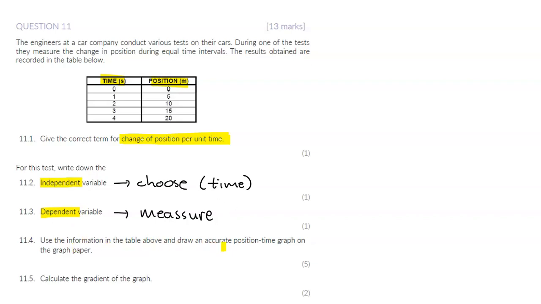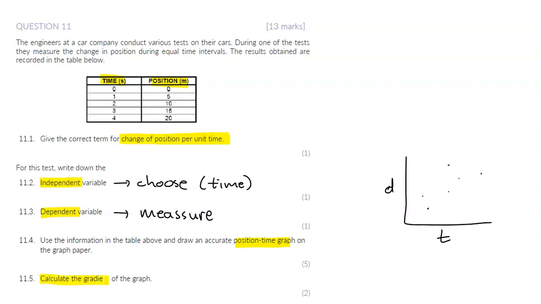Use the information in the table above to draw an accurate position time graph on graph paper. So they just ask you to draw it. We're going to have time there. This will be your independent variable. And this will be your position. Let's make it D, or you can make it X. And you're just going to plot little dots.